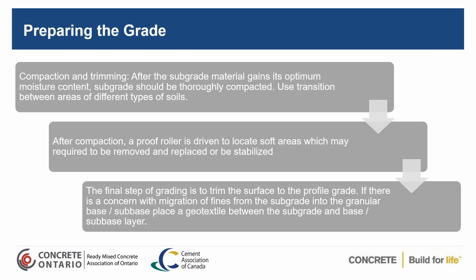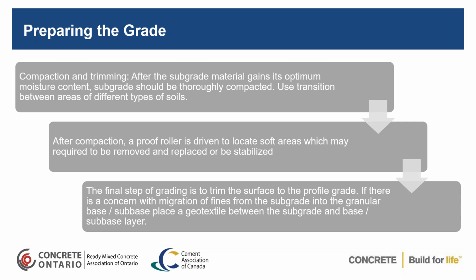So what are you doing? You're preparing the grade now. So the first thing you're looking at is you're going to make sure that you have the optimum moisture content to give you best density for your subgrade. And as I mentioned earlier, if you have varying types of subgrade that you're dealing with, you want to do a transition between those areas to ensure that you don't have an abrupt change or a dynamic load in your pavement in that location. After you've prepared your area, you then want to proof roll it.